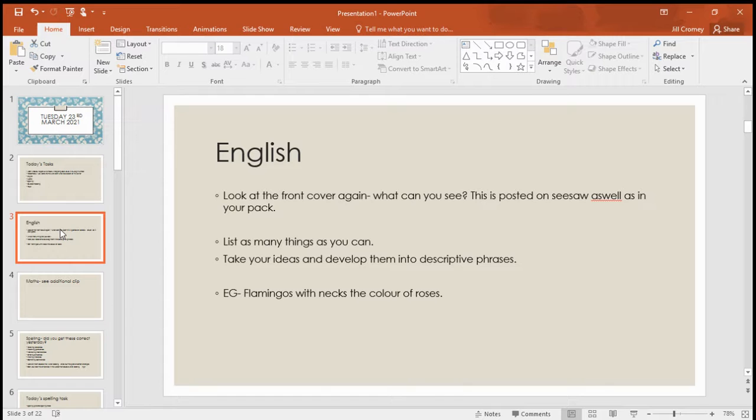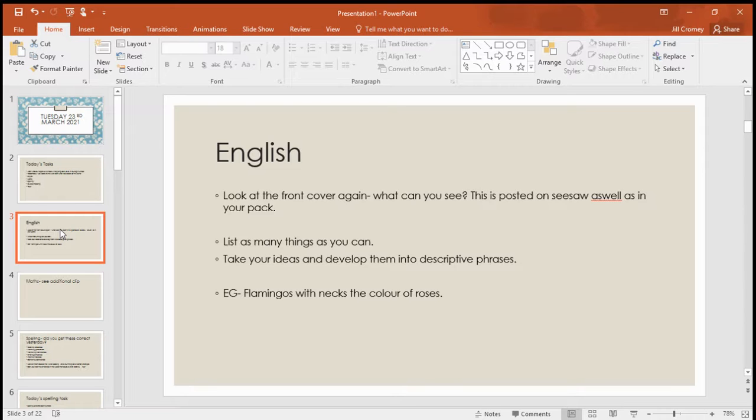Okay, so the English task today. I want you to look at the front cover of our book again, which is our How to Live Forever. This is actually scanned in on your Seesaw task, and it is in your pack as well. I want you to think about all the things that you can see on that front cover. So it might be, I can see books, I can see mice climbing a stairway, I can see a tree, I can see a clock with a pendulum swinging. So list as many things as you can.